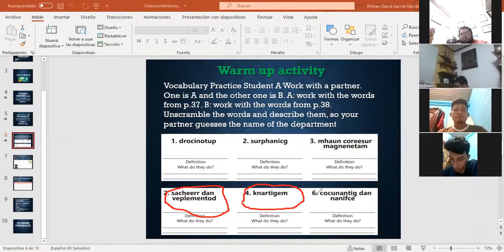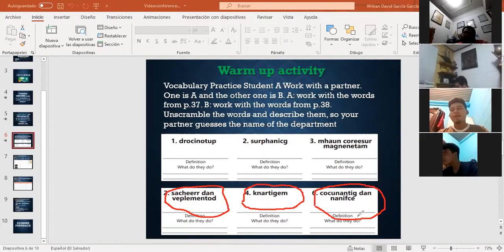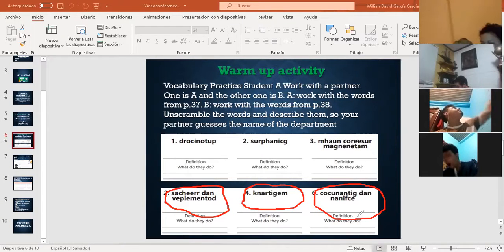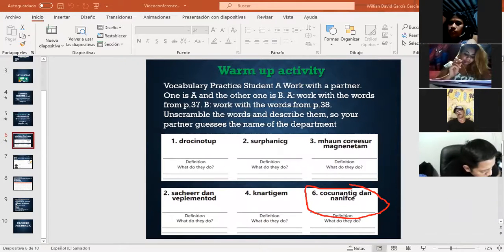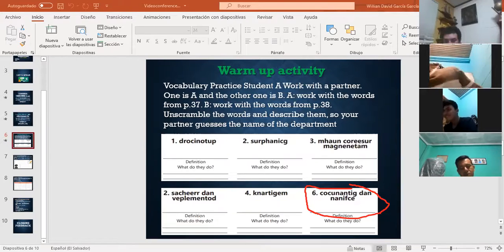Okay. And the last one, number six. What is the number six? This one. Accounting and finance. Accounting and finance, right? What is this, accounting and finance? What is this one? Yes. What is this one? Keep the financial record of transactions involving monetary inflows and outflows. I'm sorry, who spoke?